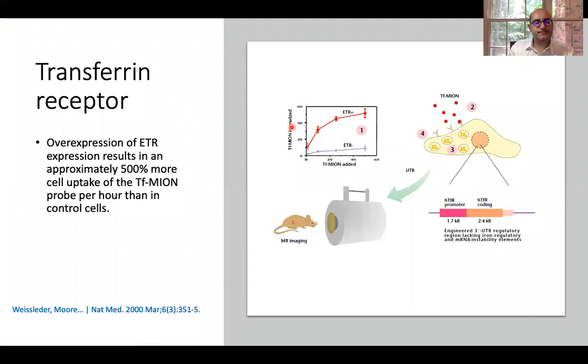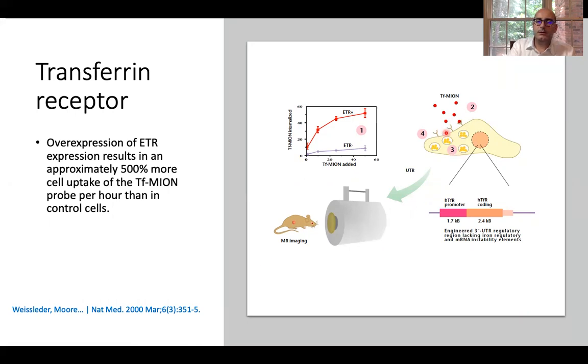Another reporter system that was explored was the transferrin receptor, the TfR, and overexpression of TfR resulted in approximately 500% more cellular uptake of transferrin-MION. MION is a small iron oxide crystal that accumulates inside the cell.